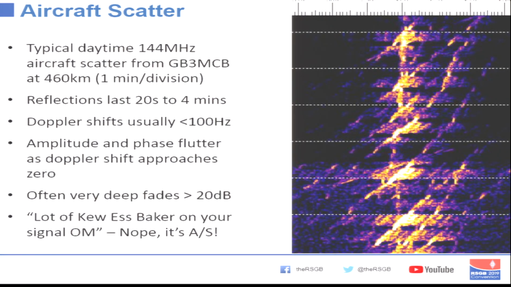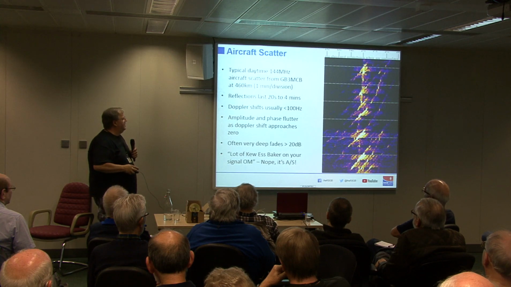So that's just a look at the GB3 MCB beacon from 460 kilometers away. You can probably see the tropo signal in there somewhere, but all of that I'm receiving during the day is all aircraft scatter. So there's a fair amount of Doppler on those signals and some pretty loud bits coming through there. There's a bit of amplitude and phase flutter, but it's not an entirely random process. So people say, ooh, a lot of QSB on your signal, old man. Well, actually, no, there isn't. What you're hearing is lots and lots of aircraft. So this is what we've got to try and fight against.